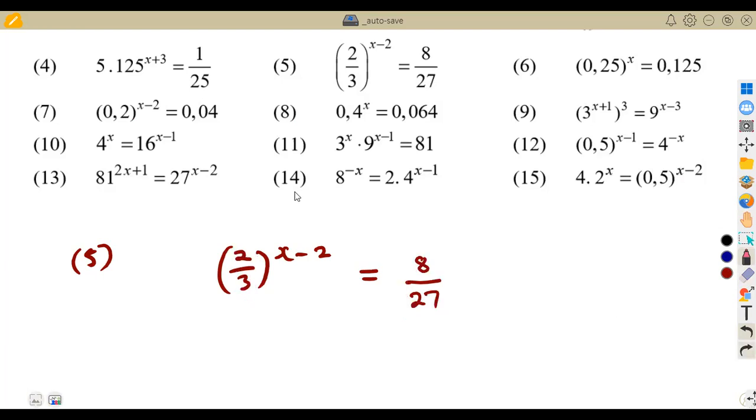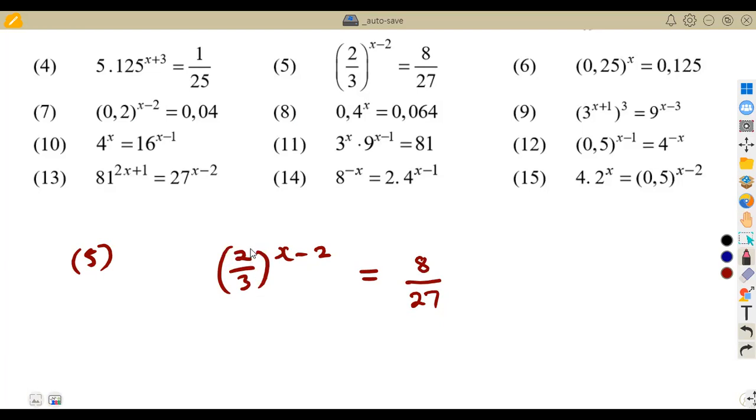Is it possible? Ask yourself that. Is it possible to make 2 over 3 and 8 over 27 to be written as the same number? And that number is going to be what? If you work with your factors, you see there's something familiar about 8 and 2. There's also something familiar about 27 and 3. Very familiar. What is it?